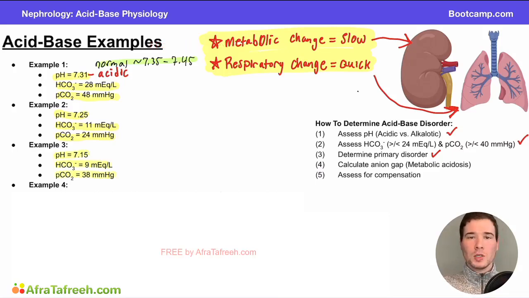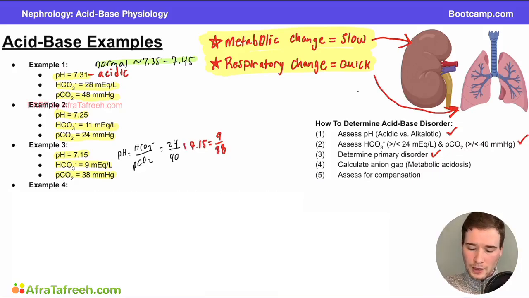PCO2 is 38. So at this point, you know the drill. We're going to set up our equation. We're going to assign arrows. And the first thing we're going to do is say, is this acidic or is this alkalotic? So first we can look at the pH and see that this is also decreased. So step 1 is done.